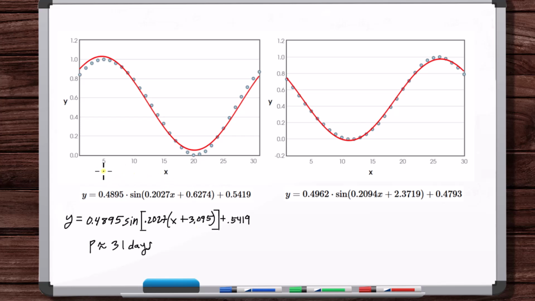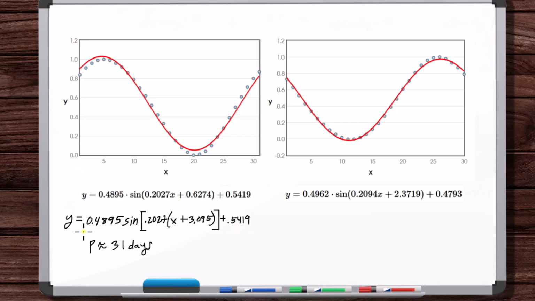What's going on there? Well, if it wasn't shifted, this would start here. In order to make the curve match up, it needs to shift a little bit, right? And the shift it needs is about 3.1 days to get it to line up. Okay, now 0.5419 of a vertical shift, that's 0.5419 fraction of the moon illuminated.